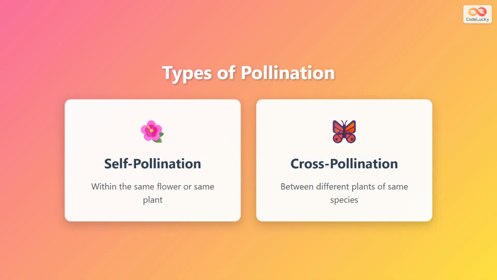There are two main types of pollination. Self-pollination occurs when pollen is transferred within the same flower or between flowers on the same plant. This type requires only one plant and ensures reproduction even when pollinators are scarce. Cross-pollination, on the other hand, involves the transfer of pollen between different plants of the same species. Cross-pollination promotes genetic diversity, which helps plant populations adapt to changing environmental conditions and resist diseases.